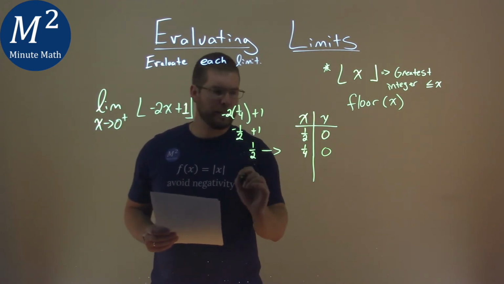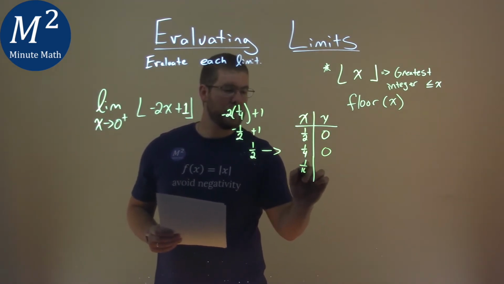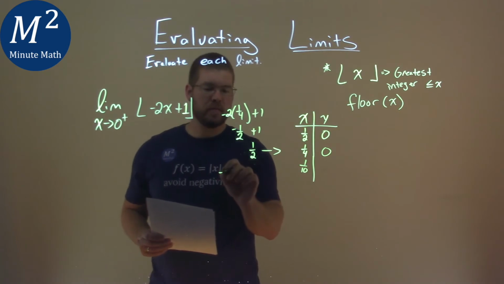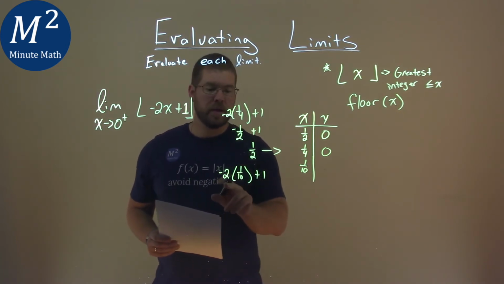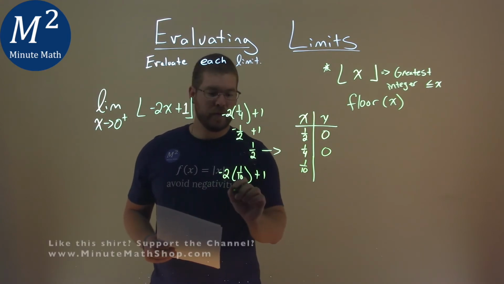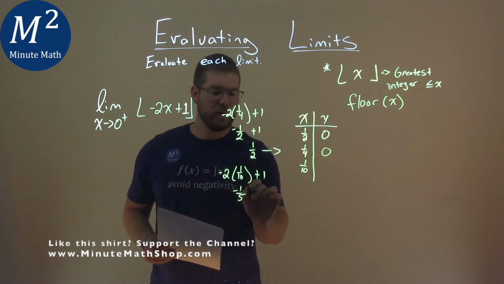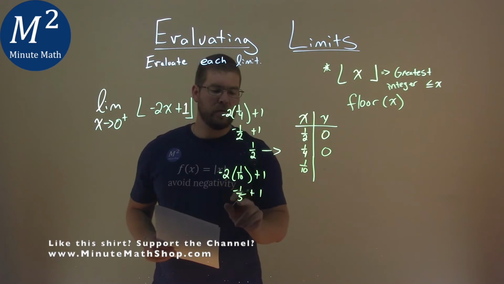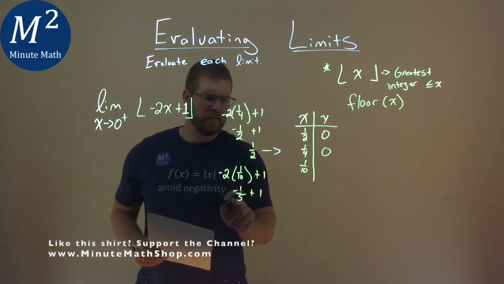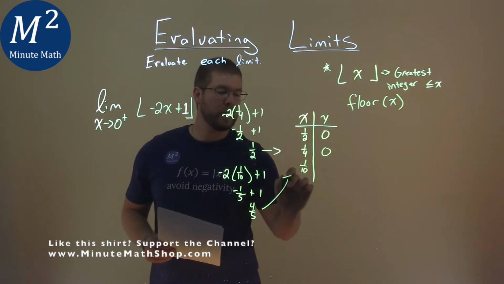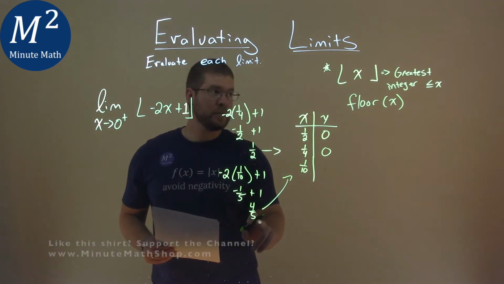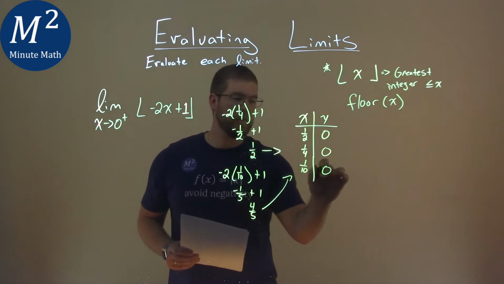Let's go 1/10th, let's say. So we put a 1/10 in as we get closer and closer to 0 from the right. So negative 2 times a 1/10 plus 1. Negative 2 times a 1/10 is negative 1/5, plus 1. Negative 1/5 plus 1 is 4/5. That's still less than 1 here. So the greatest integer less than or equal to 4/5 is 0.